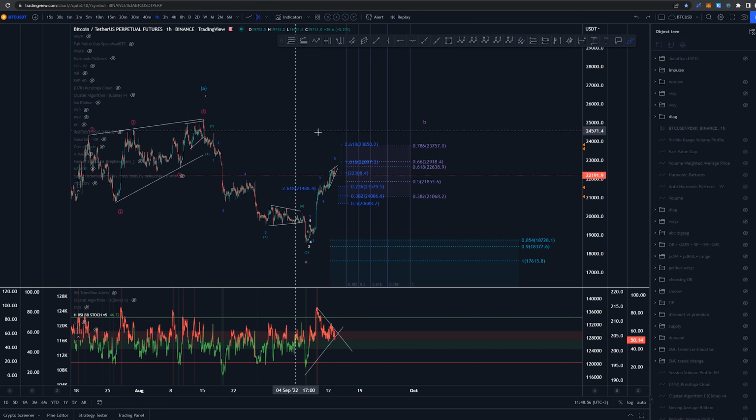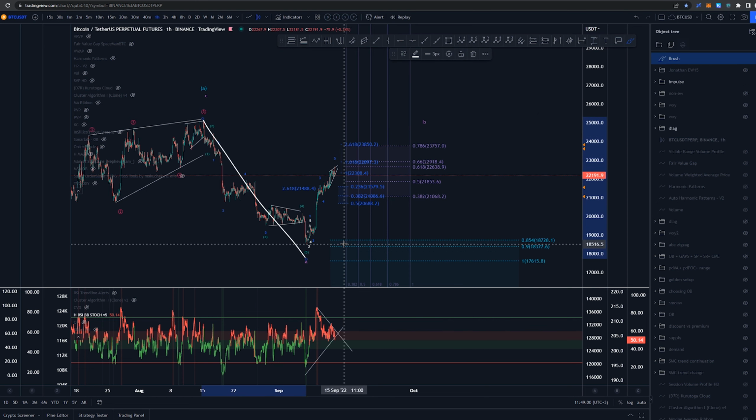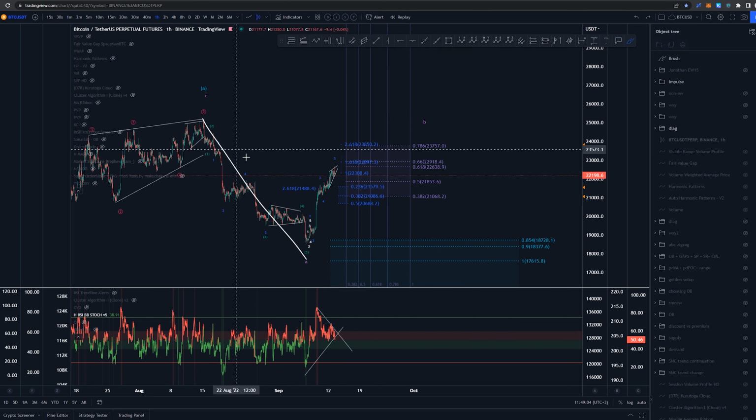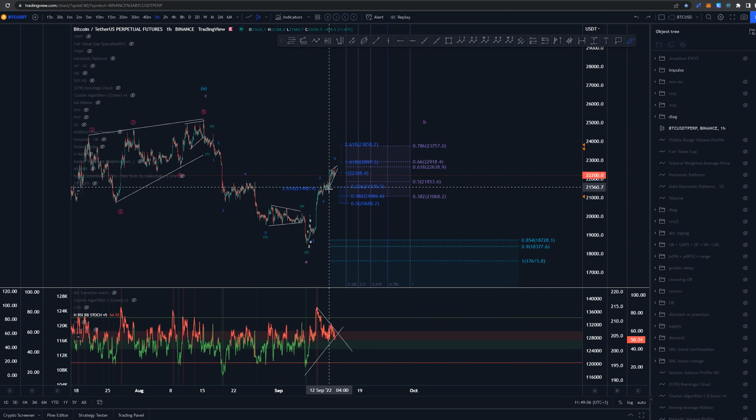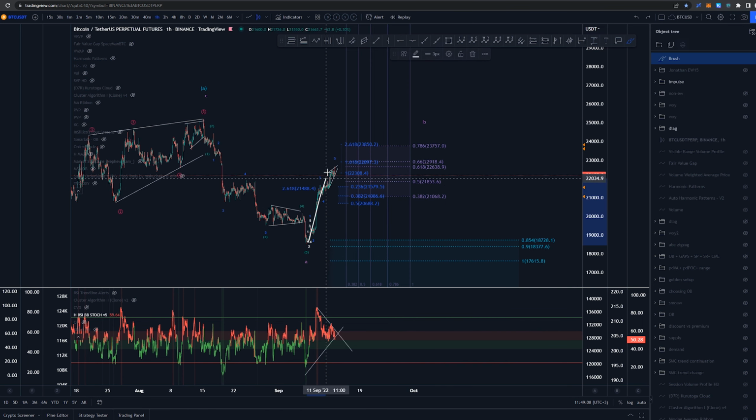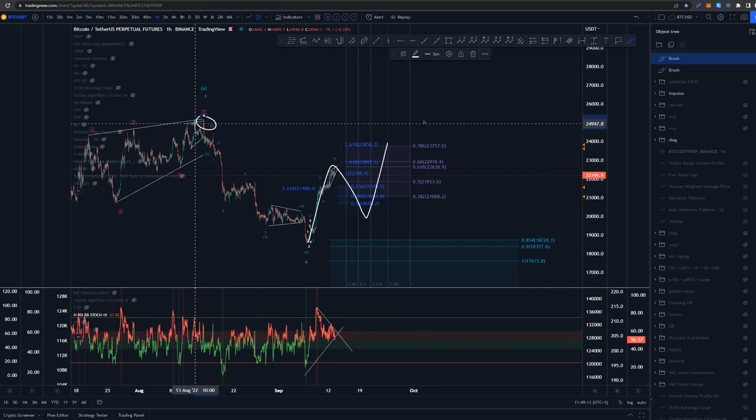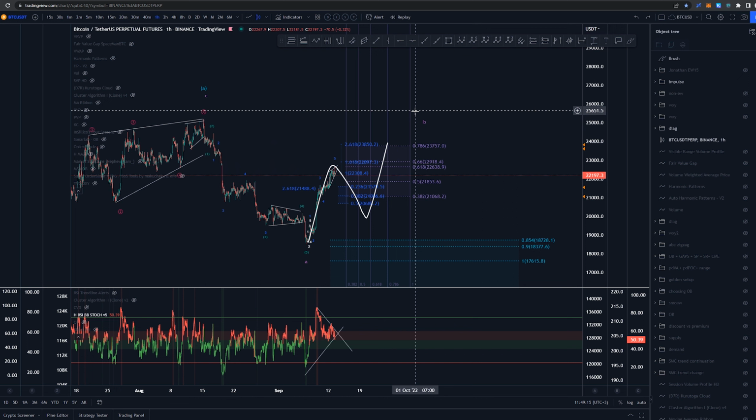If it does, then this scenario is no longer valid, because this is a five-wave move, and if it is starting something it can't take out the current highs here. So at least we got some kind of differentiation between these two counts. In this one we would be expecting something like this and not take out these highs. So we'll see how that turns out.